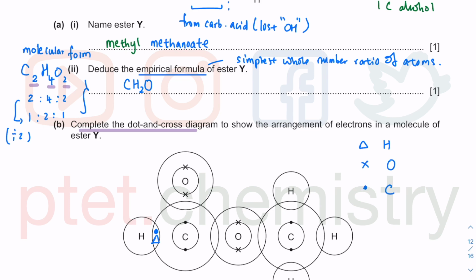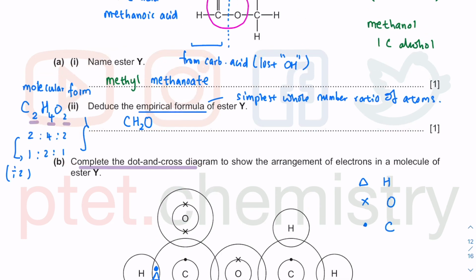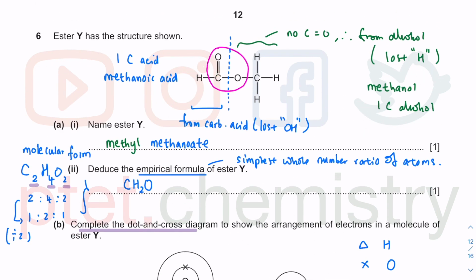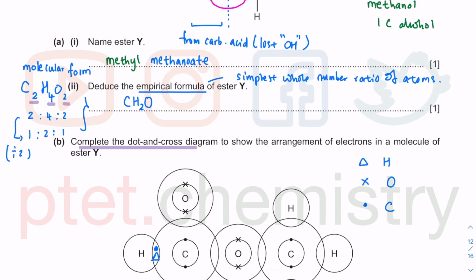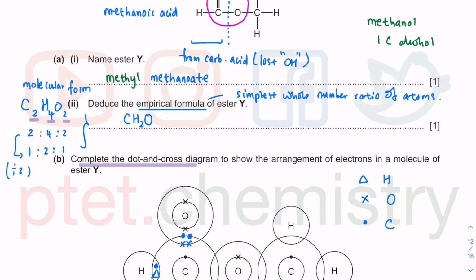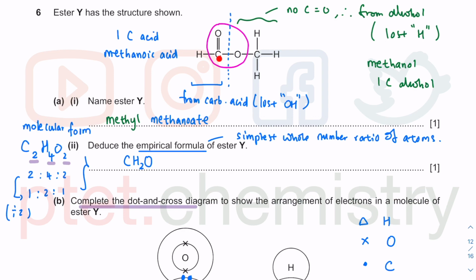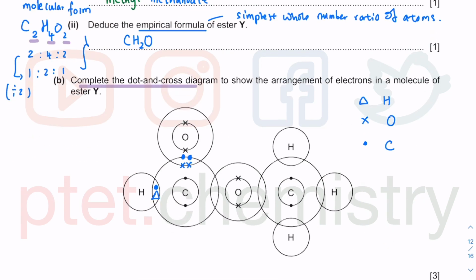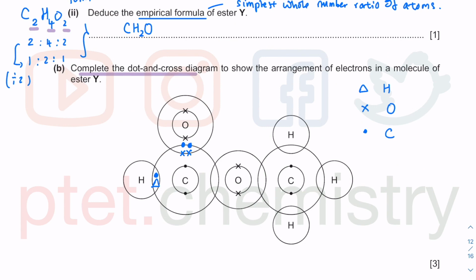So what do I have there? I have a double bond between carbon and oxygen. Double bond means carbon shares 2 electrons, oxygen shares 2 electrons. So oxygen shares 2 electrons, and the carbon shares 2 electrons like that. And what else? I have a single bond between the carbon and oxygen. So carbon shares 1, oxygen shares 1 there. This is the C-O single bond, so oxygen gives me 1 cross, carbon giving me 1 dot.